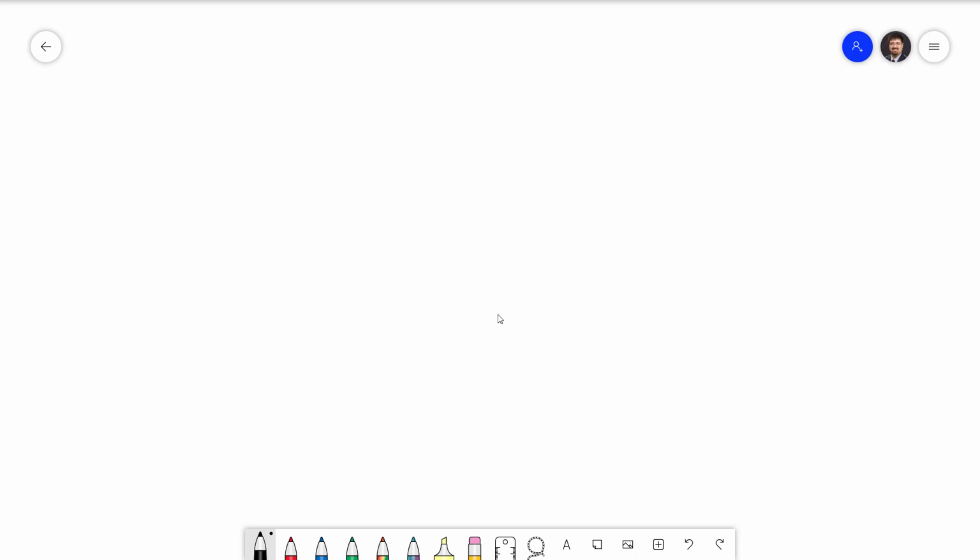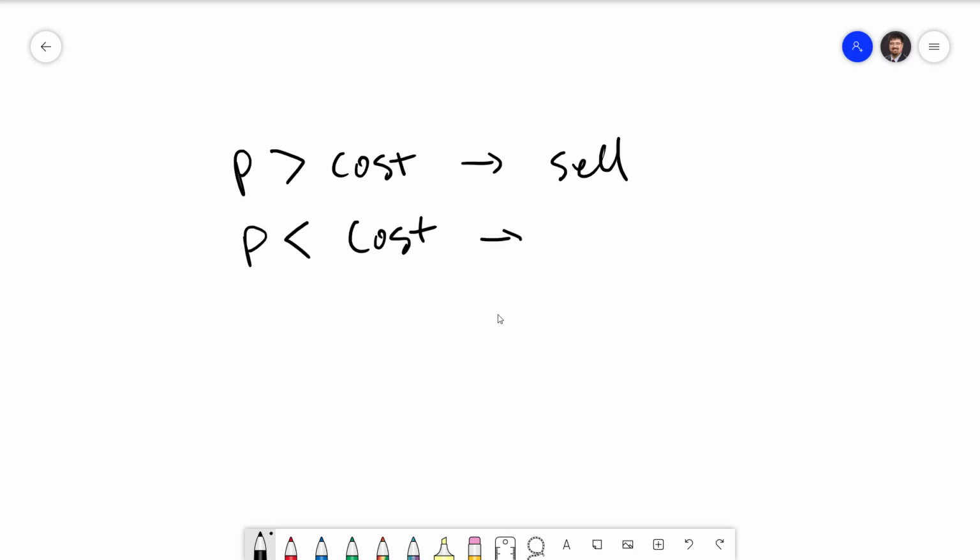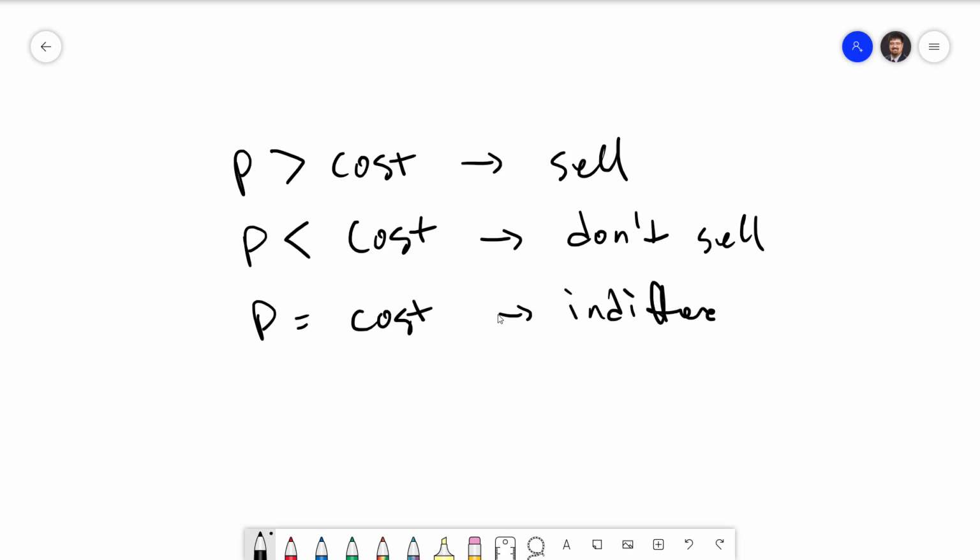The seller's decision looks quite similar to the buyer's, but everything is flipped around. If the price of the good is greater than the cost, then they're going to sell. But if the price is less than the cost, then there's no reason to sell because they can't make money on that. And finally, if the price is equal to cost, then they are indifferent. Their outcome is going to be exactly the same if price equals cost because they exactly break even.